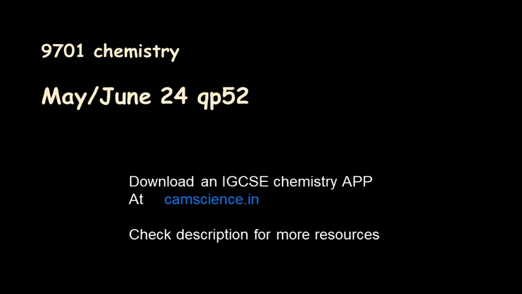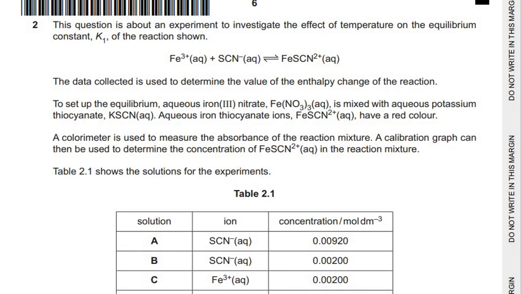So here is question 2, which says this question is about an experiment to investigate the effect of temperature on the equilibrium constant K1 for the reaction shown here. And here is the reaction, where we can see that ferric ions are reacted with the thiocyanate ion, SCN minus ions, and another ion is formed. It says that data collected is used to determine the value of the enthalpy change of the reaction.